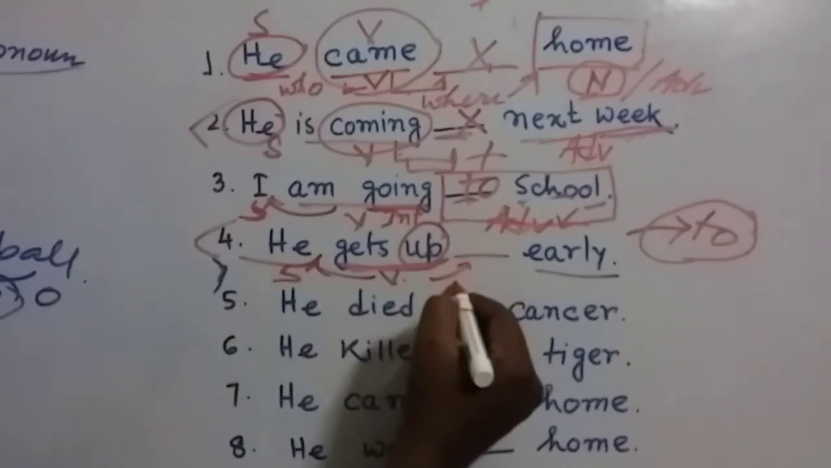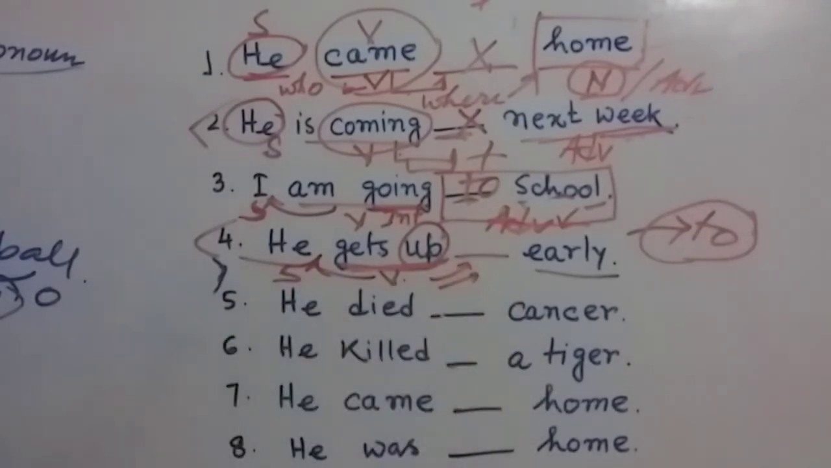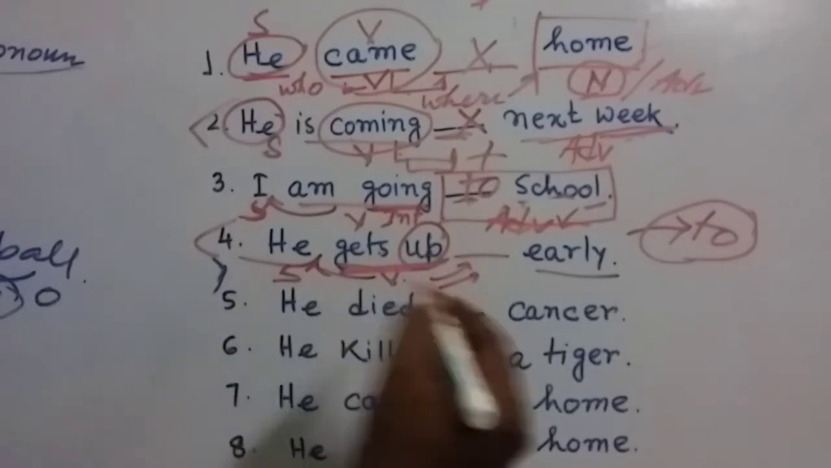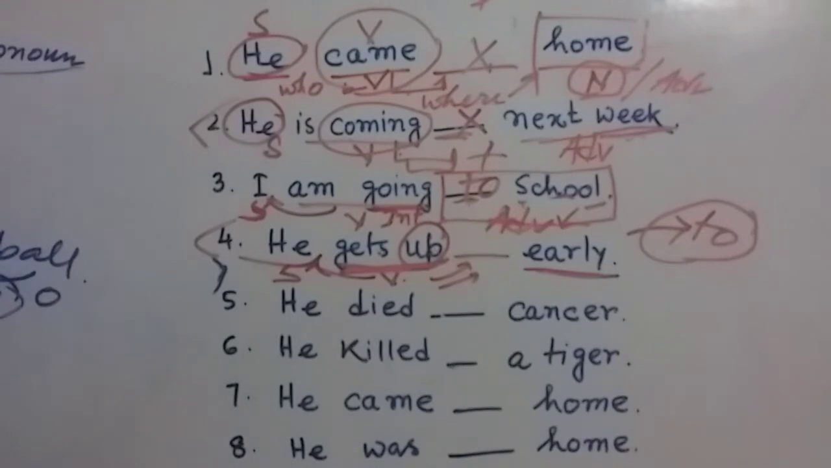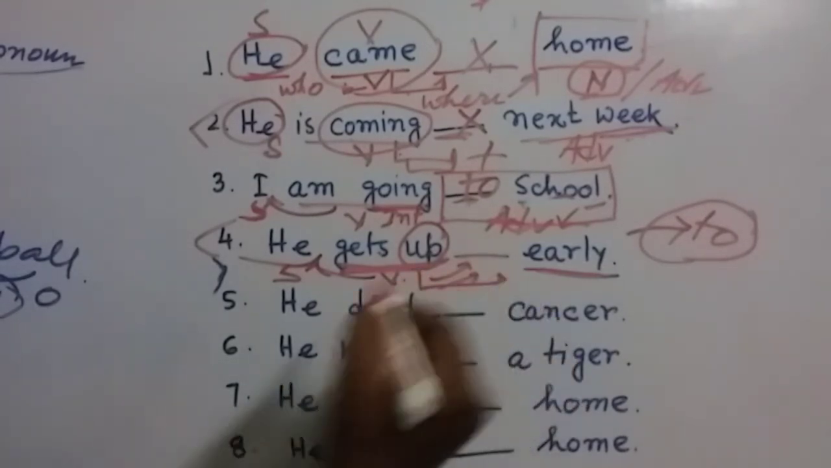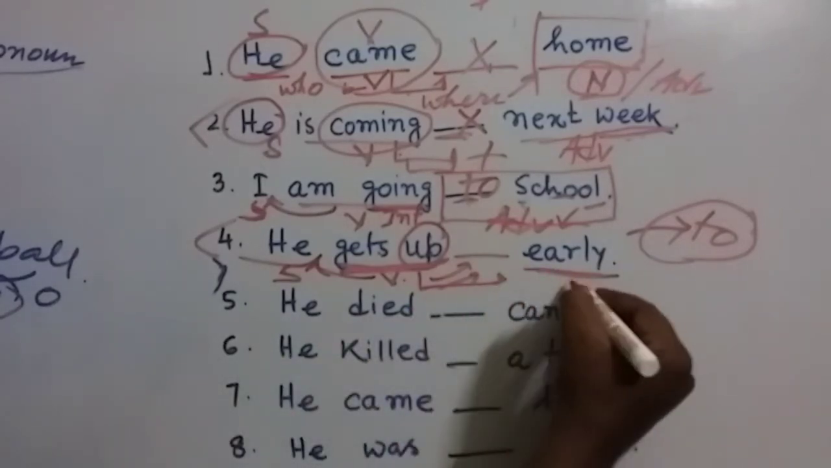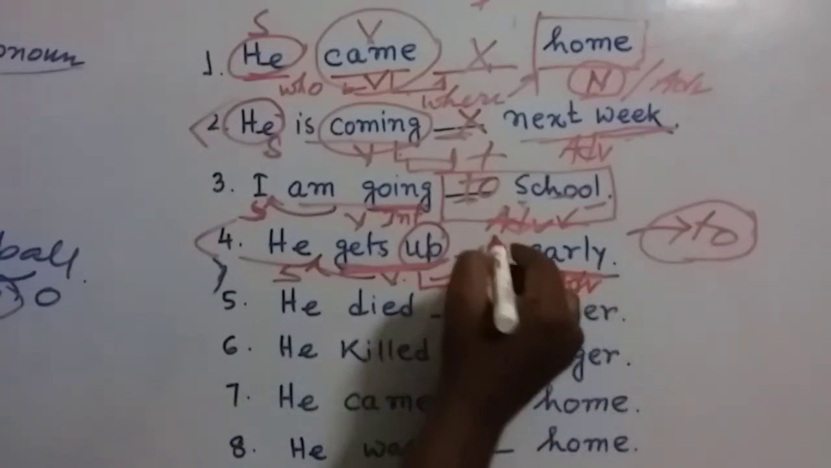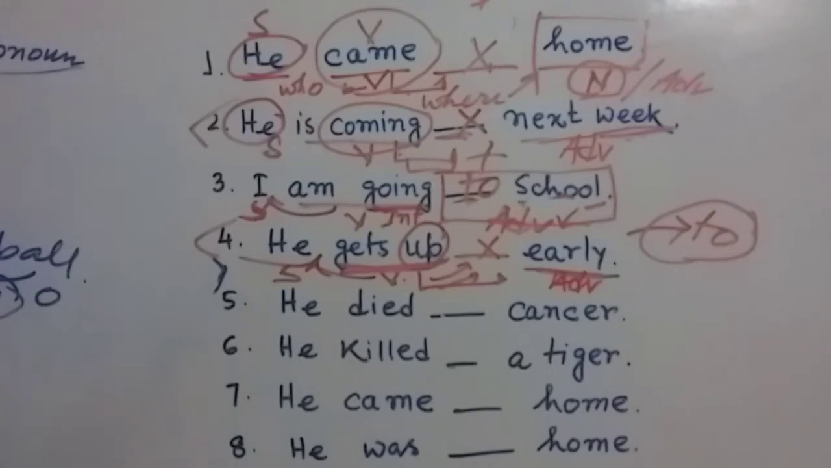What gets up? No answer. Whom gets up? No answer. That means there is no object, so this is used intransitively. And after that, what is there? Early. So if we ask the verb by when, the answer will be early. That means it's an adverb, so we do not need to use any kind of preposition here.